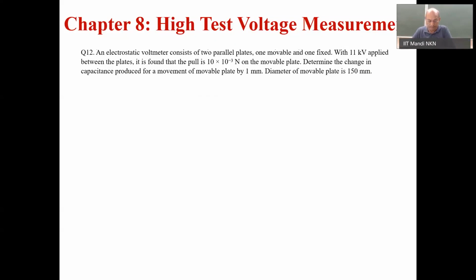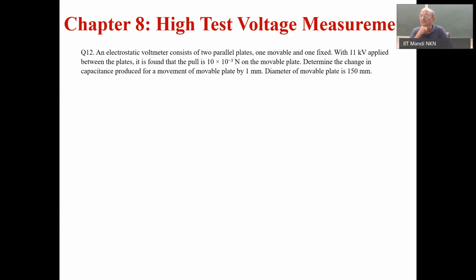So an electrostatic voltmeter consists of two parallel plates, one movable and another one fixed. With 11 kV applied between the plates, it has been calculated that the pull is 10 into 10 to the power of minus 3 Newton between the two plates. When you apply the voltage, there is a force between the plates, and on the movable plate there will be a force. And you have to find out the change in capacitance produced for a movement of the movable plate by 1 millimeter. That means the fixed plate remains fixed.